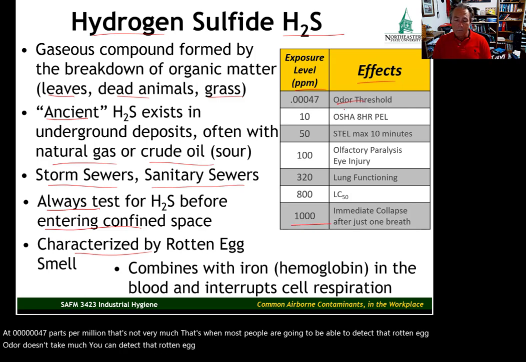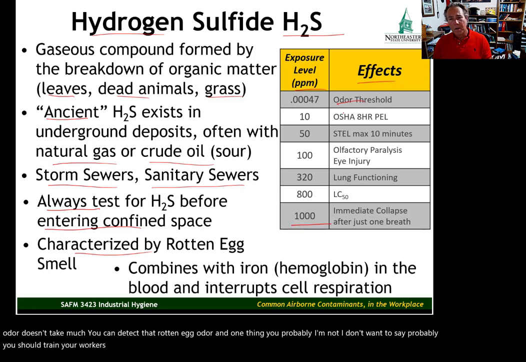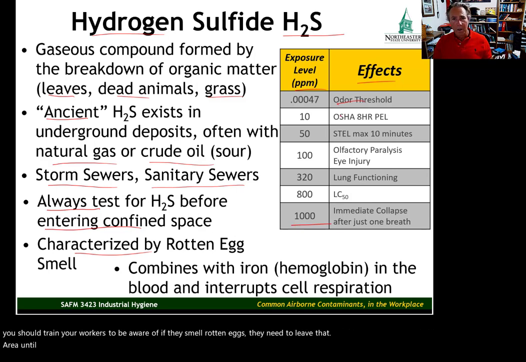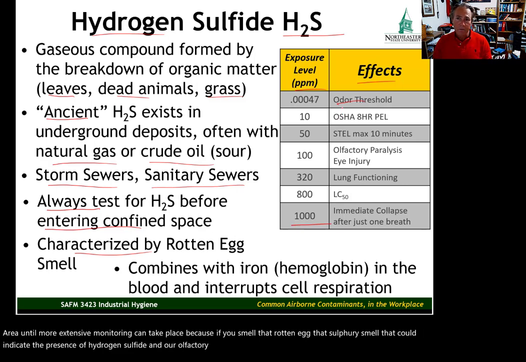And one thing you should train your workers to be aware of. If they smell rotten eggs, they need to leave that area until more extensive monitoring can take place. Because if you smell that rotten egg, that sulfury smell, that could indicate the presence of hydrogen sulfide. And our olfactory system, we can detect these very low levels.